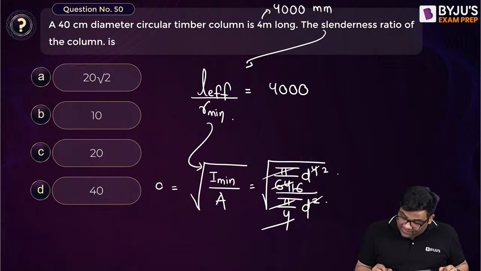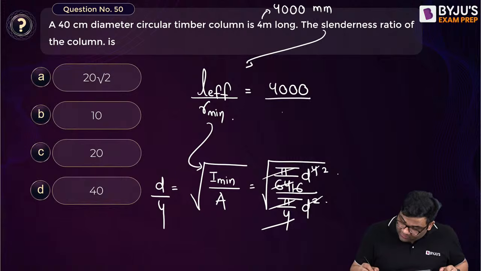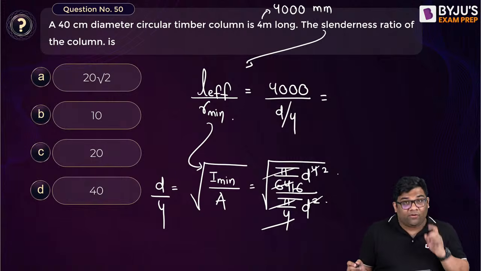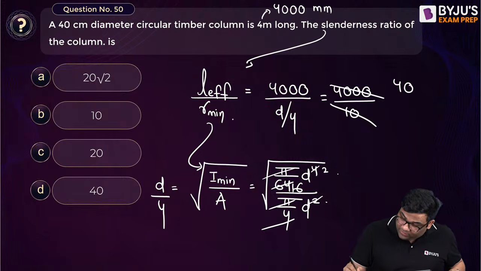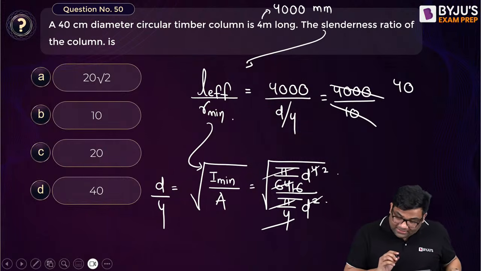It will be simply D by 4. So you can put here D by 4. Very straightforward formula based question. So 4000 divided by what? D by 4 will be 10. So how much am I getting? I am getting 40. Okay, see this, they are asked in centimeter.